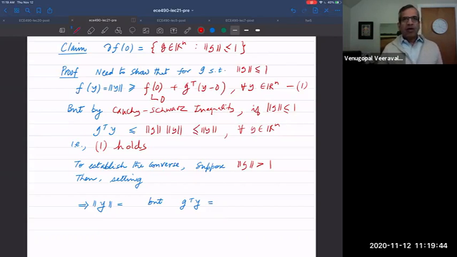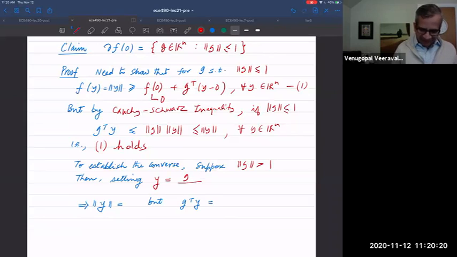Now I just need to find one value of y for which the condition is violated, and then I'm done. Then I've shown that that cannot be a subgradient, because this subgradient condition has to hold for all y belonging to R^n. So even if I find one y for which this doesn't hold, then it's not a subgradient. So I'm going to try and judiciously find that y.